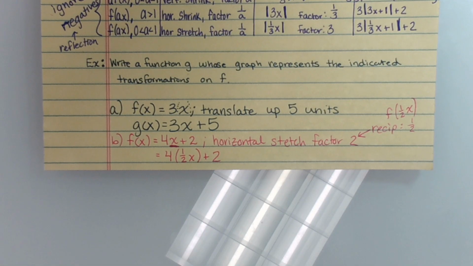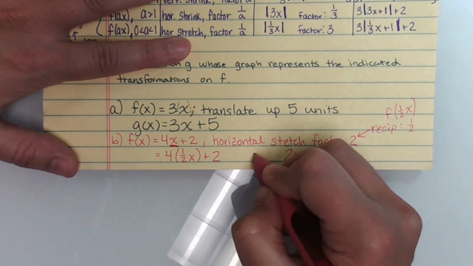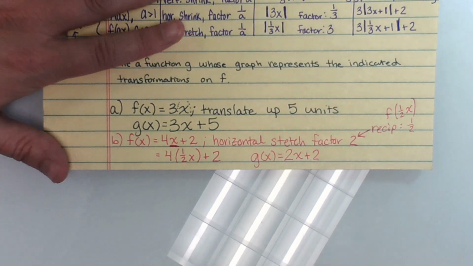Can I simplify 4 times 1/2 x plus 2? Do we generally leave 4 times 1/2 x? No. What's 4 times 1/2 x? 2x. 2x. That's your function g of x.